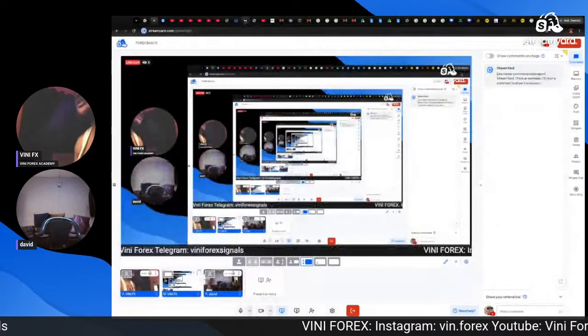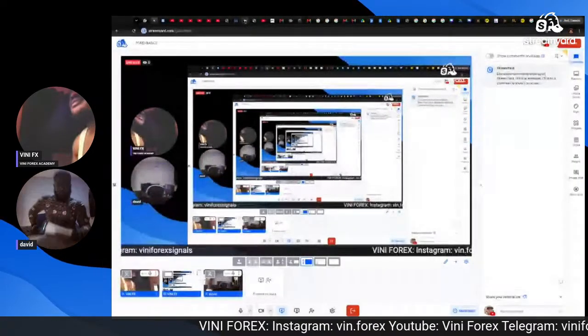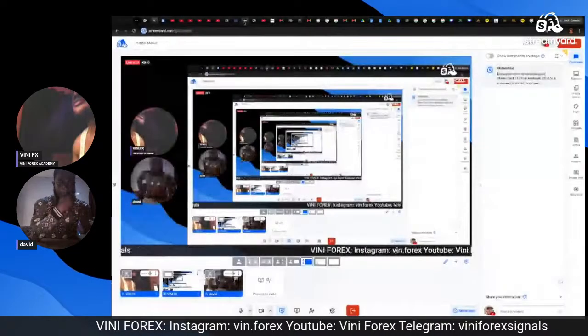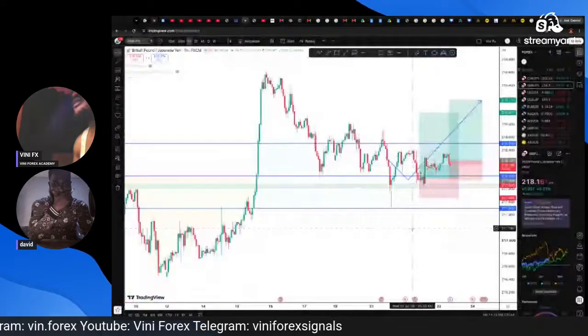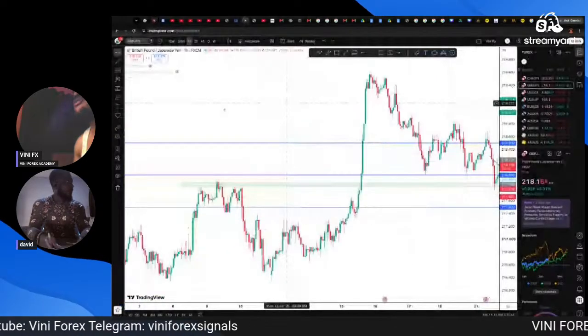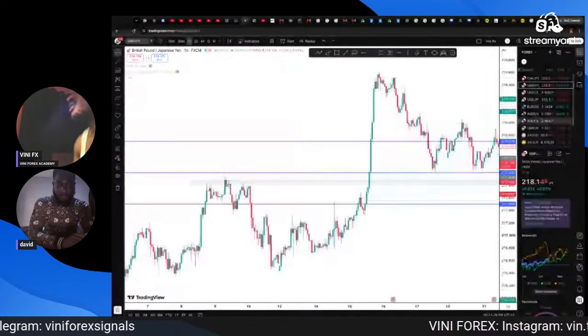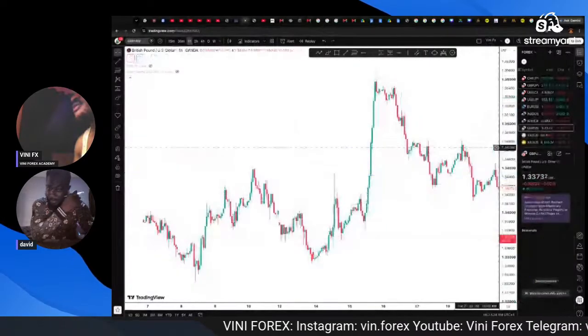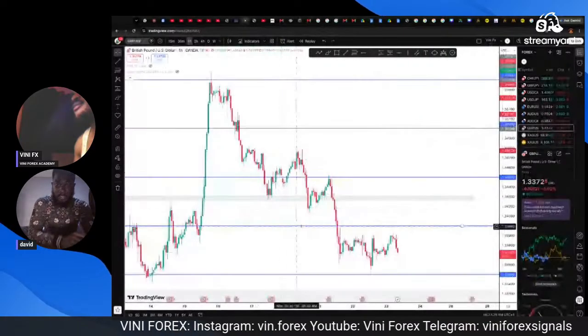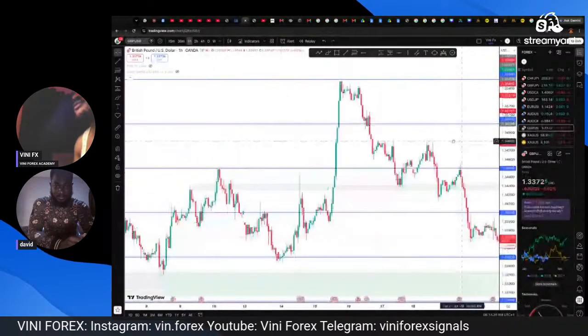So refreshing the trend line. This is GBPJPY. So let's go to a pair like GBPUSD. Are you seeing my screen very well? Yes, I can. Okay, very good.